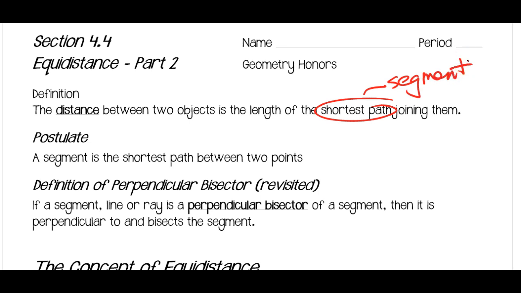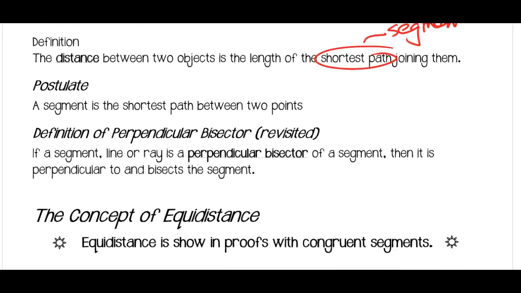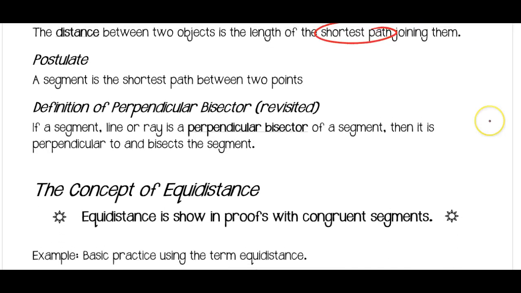Okay, so we just join the 2 points with a segment. Segment is the shortest path between 2 points. That's our postulate. Perpendicular bisector, we already have. If a segment, line, or ray is a perpendicular bisector of a segment, then it is perpendicular to and bisects, so we actually just use that.